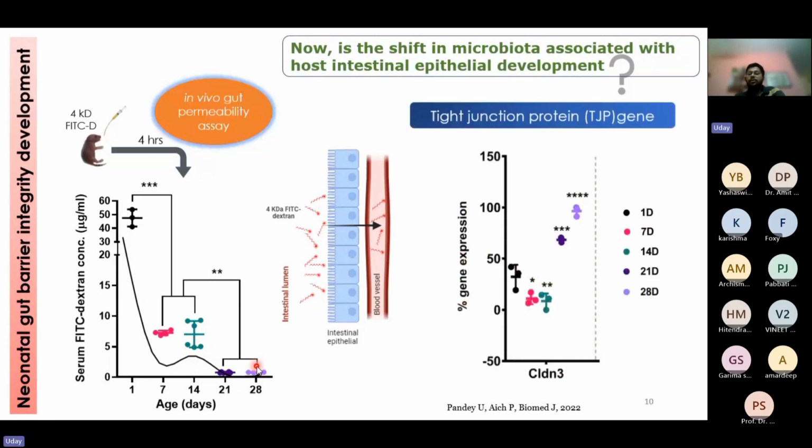We also checked what major proteins could be involved. There are some tight junction proteins that maintain paracellular permeability. During the postnatal time, claudin 3 is an important one. We also saw that from postnatal day 14 onwards, after 14 days, there is upregulation of claudin 3 gene expression.